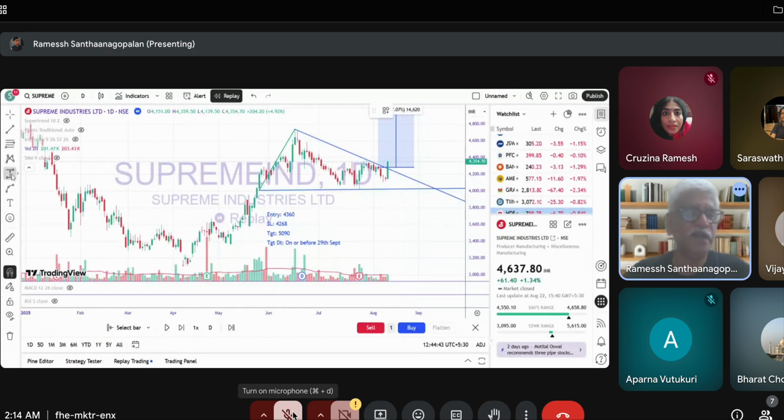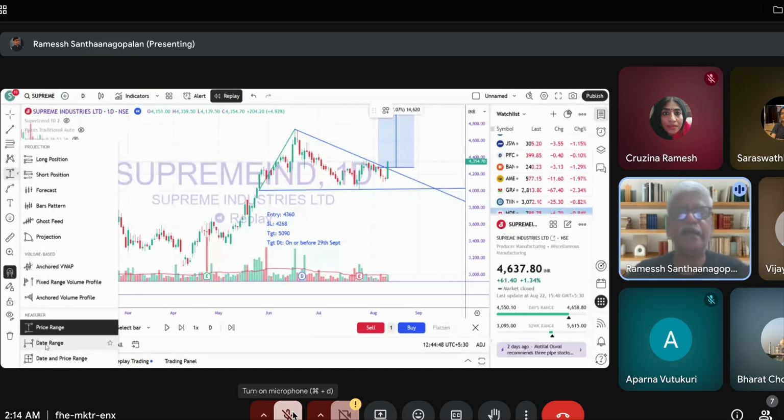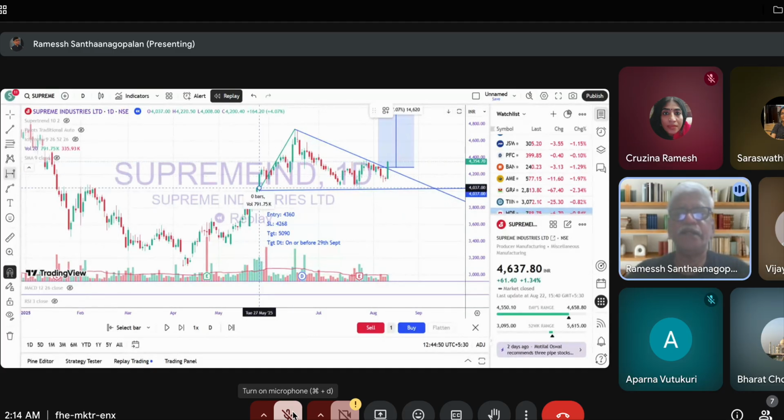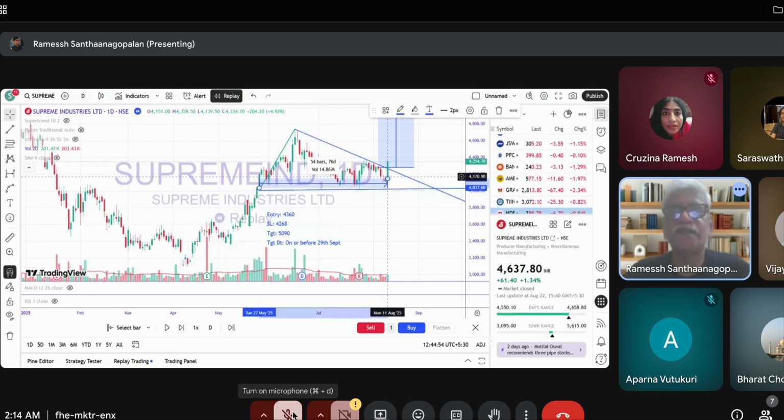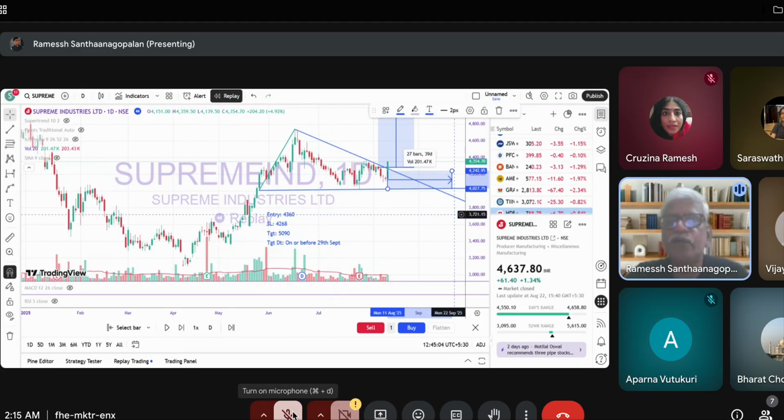And what is the target date? How will you make out when it is going to reach the target? This is the date it started, this is the date it ended. So 54 bars, 54 means 27 days. Now 27 bars, so it is going to hit on or before 19th September. Oh, I have put 29th September by mistake, I suppose. 19th September it is going to hit.